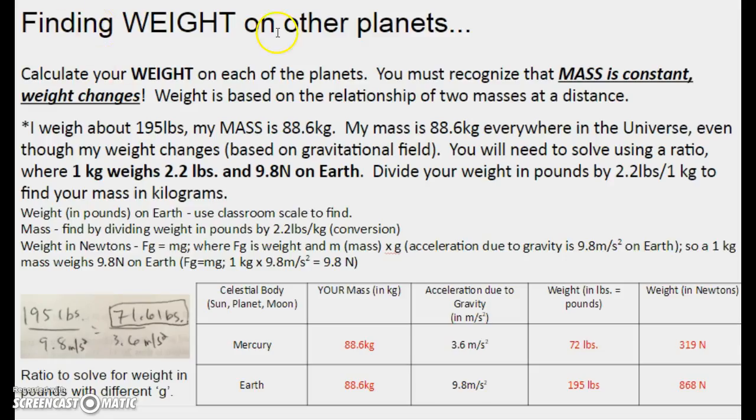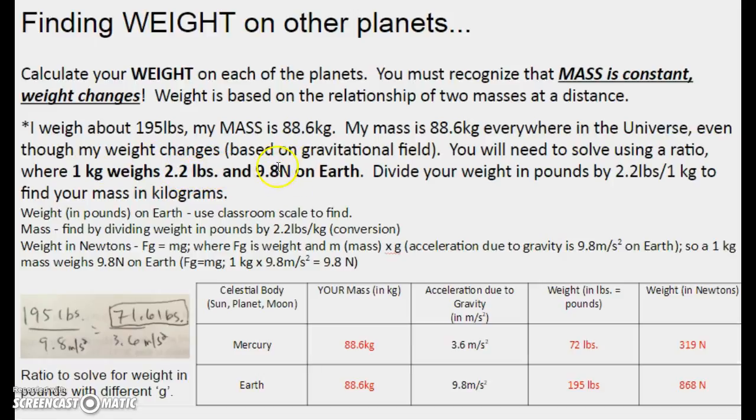Next problem, finding weight on other planets. If you know your weight on Earth, you can calculate your weight on other planets. You must recognize that mass is constant. Weight is what changes. Weight is based on the relationship of two masses at a distance. I weigh about 195 pounds. My mass is 88.6 kilograms. My mass is 88.6 kilograms everywhere in the universe, even though my weight changes, which is based on the gravitational field. So you will need to solve using a ratio, where 1 kilogram weighs 2.2 pounds on Earth.